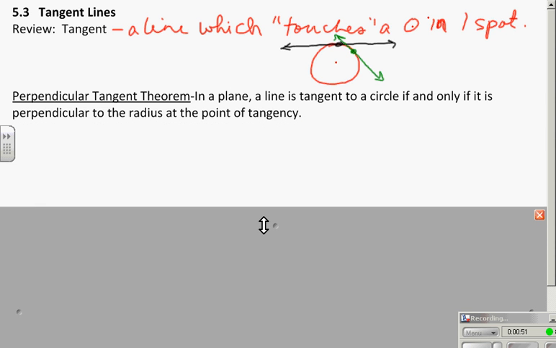And there's a couple of key theorems that result. And the first is the perpendicular tangent theorem. In a plane, a line is tangent to a circle if and only if it is perpendicular to the radius at the point of tangency. Now that's a lot of words, but this is a super powerful theorem. Remember we talked about the point of tangency is this intersection spot.